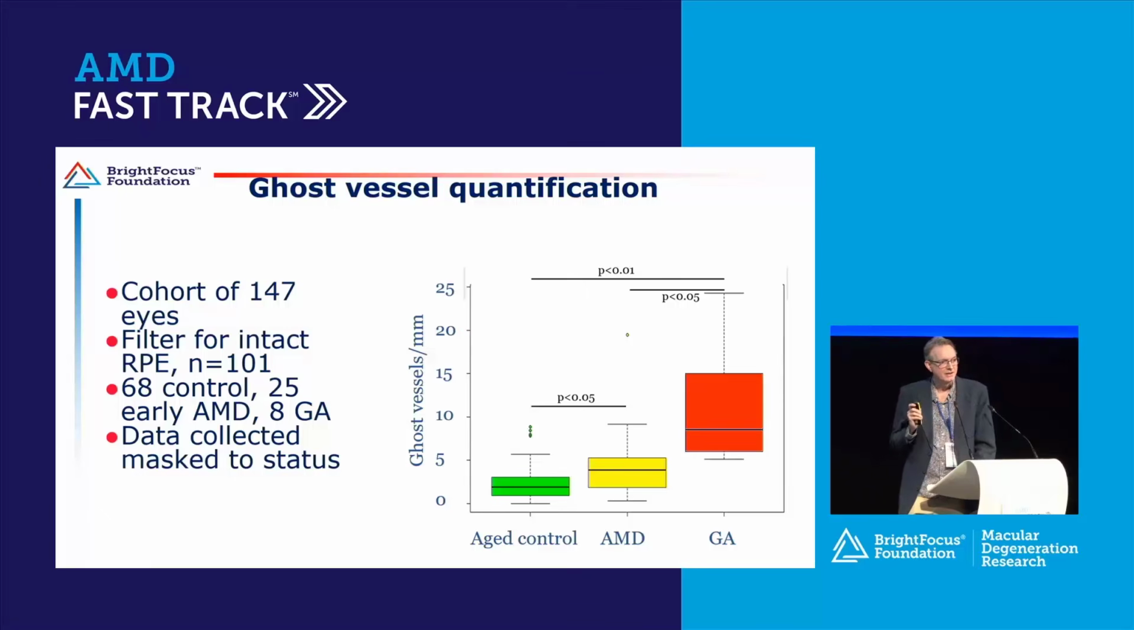But in geographic atrophy, when there's still intact RPE, so in the center of the atrophy, we expect there to be no blood vessels because RPE are needed to keep endothelial cells alive. Outside of the atrophy, there was a striking increase in the number of ghost blood vessels.